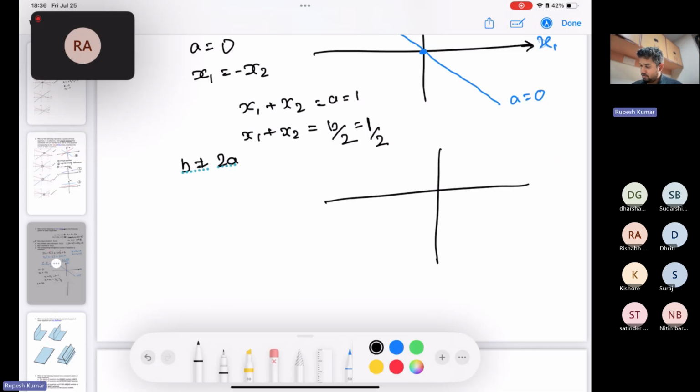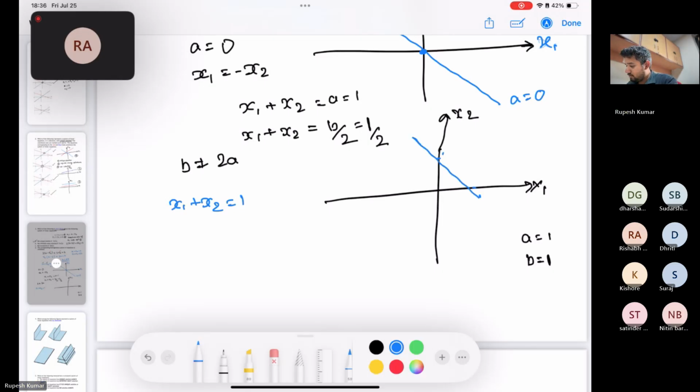So let's plot this. X1, this is x2. Let's choose a equals 1 and b equals 1. So the first equation that you get is x1 plus x2 equals 1, right? So what is this line? You put x1 to 0, you get x2 equals 1, right? This is 1. So you get a line that goes like this.